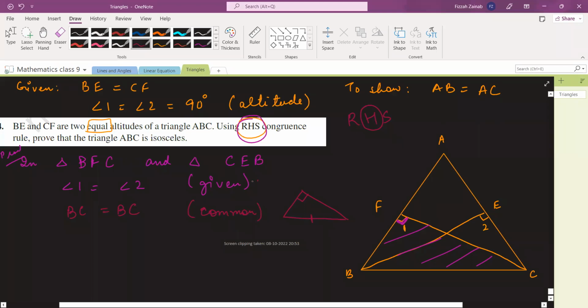So one angle is 90 degrees. You write given 90 degrees, okay? And the hypotenuse is equal. Is there any other side which is equal in these two triangles? Always see what is given in the question. Go back to the given condition. I have written here, something is given. Zainab, is there any other side which is given equal?